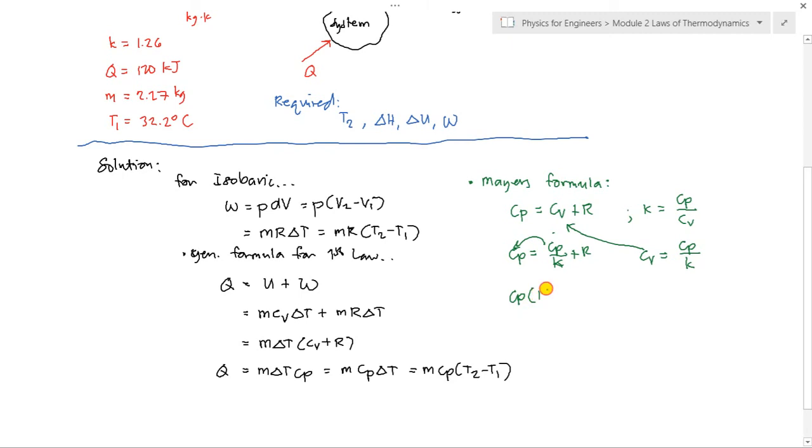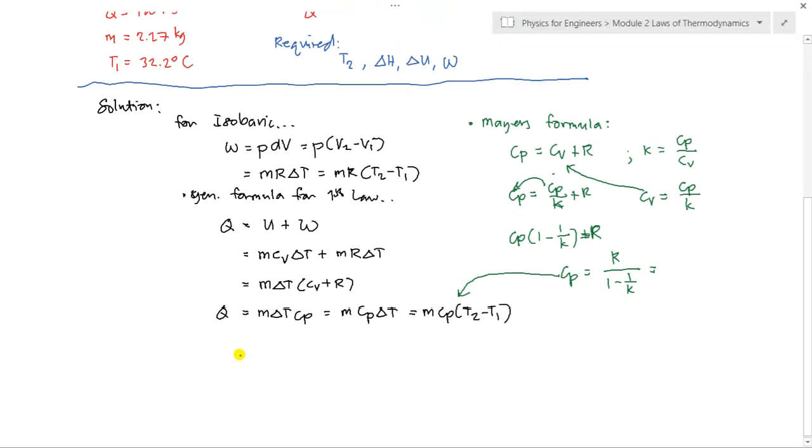So we now have Cp times 1 minus 1 over k, plus, that would be equal to R. Solving for Cp, Cp is equal to R all over 1 minus 1 over k. So we have now solved for Cp. Then we can substitute this back to our equation. Okay? So, again, let's go back.